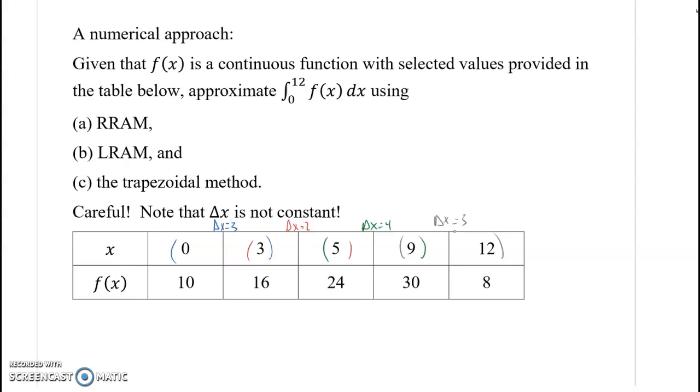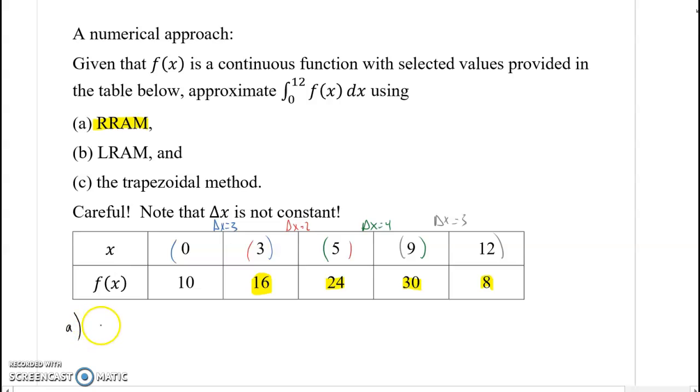So for the RRAM, let's highlight that in yellow. We're going to use RRAM. Between the 0 and the 3, we're going to use the 3's height of 16 because that's the right endpoint of the rectangle. That's what the first R in RRAM stands for, right. And so we're going to use the 16 with the delta x of 3. We're going to use the 24 with the delta x of 2. We're going to use the 30 with the delta x of 4. And we're going to use an 8 with the delta x of 3. So we'll just write that out.